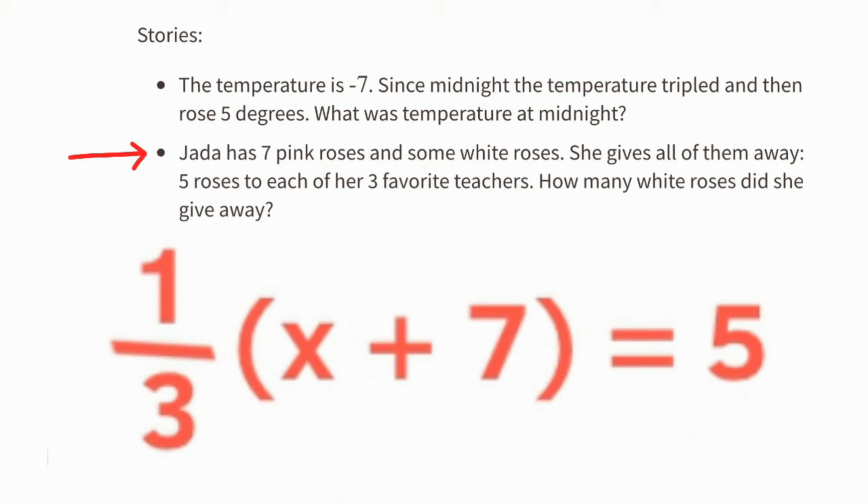And then it says that she gave all of them away to each of her 3 favorite teachers. That means that all these roses were divided among 3 different teachers, and that's represented by the 1/3 on the outside of the parentheses. It said that there were 5 roses given to each of those 3 teachers, and those 5 roses are represented by the equals 5 in the equation.